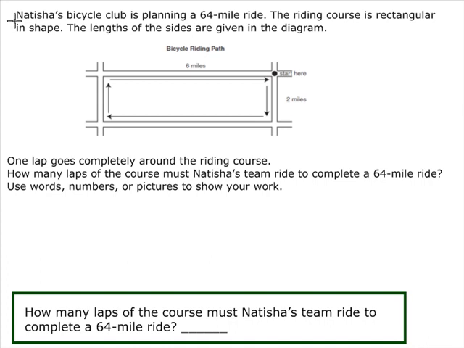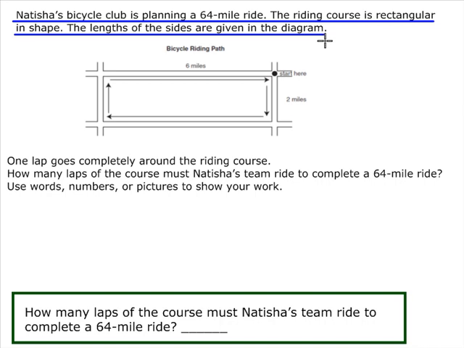Here the problem reads, Natisha's Bicycle Club is planning a 64-mile ride. The riding course is rectangular in shape. The lengths of the sides are given in the diagram.